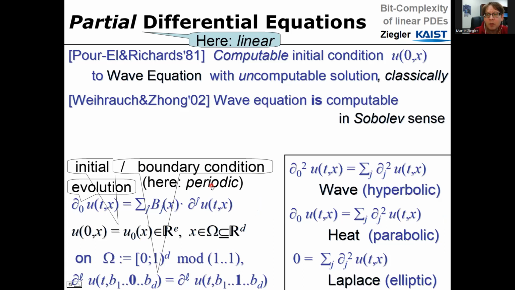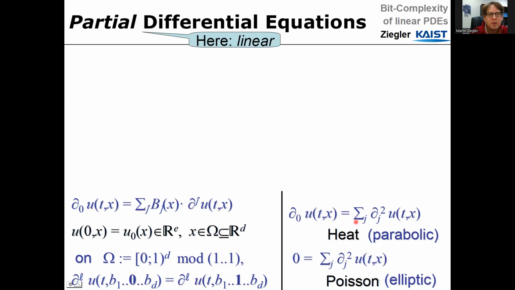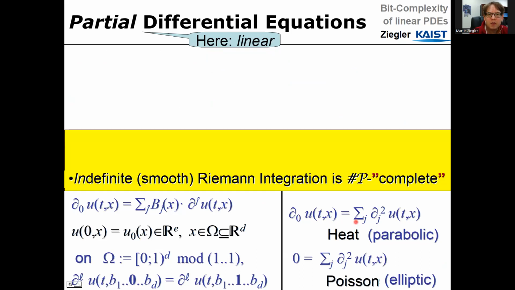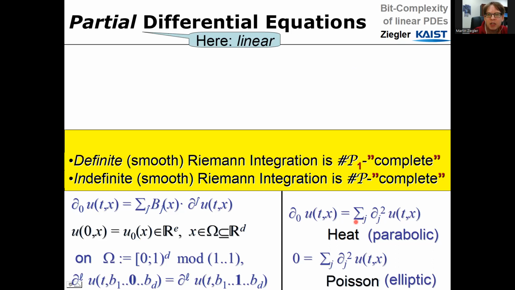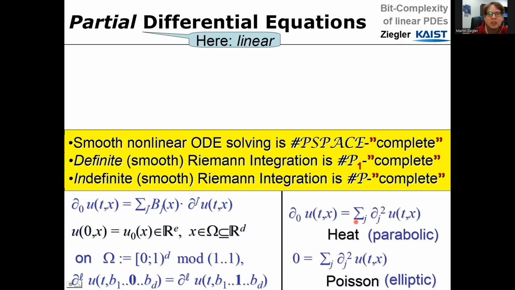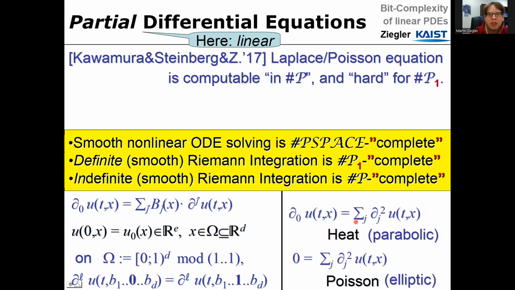And so this is the homogeneous setting. Here you see the inhomogeneous setting, which is called the Poisson equation here. That's the kind of linear evolutionary partial differential equations we considered. And our results, this is the final slide. Remember, we have characterized #P with Riemann integration, #P1 with definite Riemann integration, and ODE solving, nonlinear ODE solving, as PSPACE-complete.